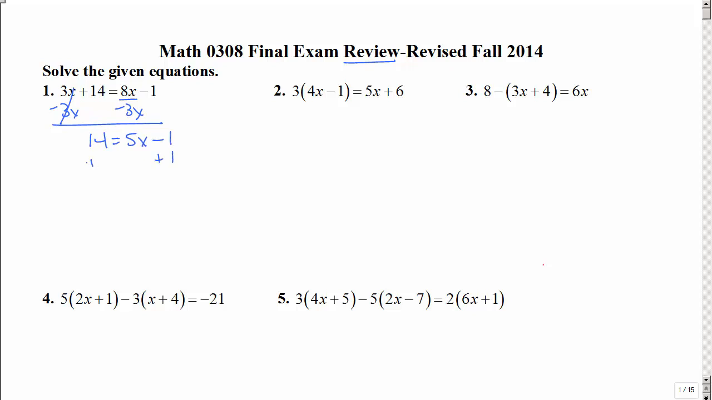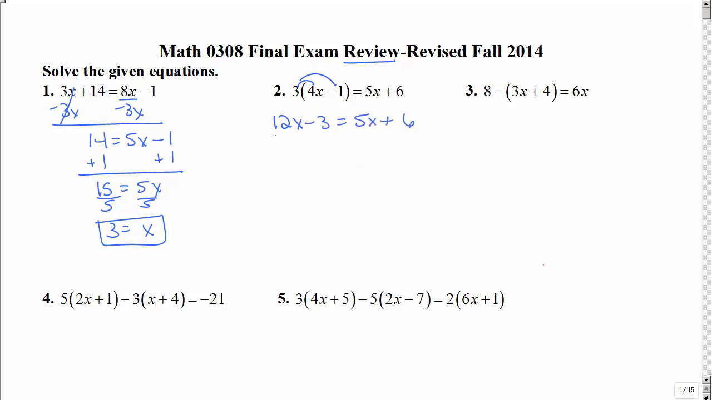Then I'm going to add 1, and then divide by 5. And I get a solution of x is equal to 3. Feel free to check that if you would like.